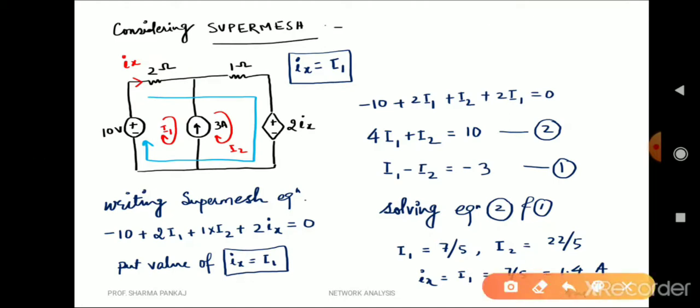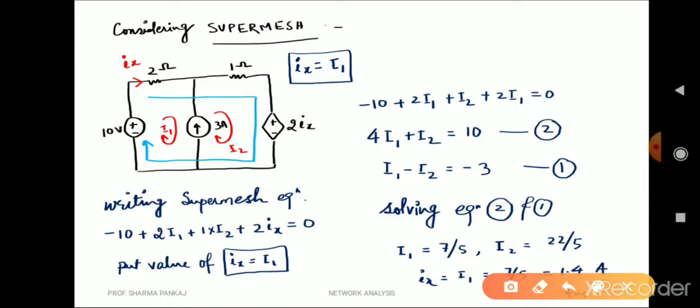So this is the equation after putting ix equal to I1, that is minus 10 plus 2I1 plus I2 plus 2I1 is equal to 0. When you simplify the above equation, you will get 4I1 plus I2 is equal to 10. Call it equation number 2.